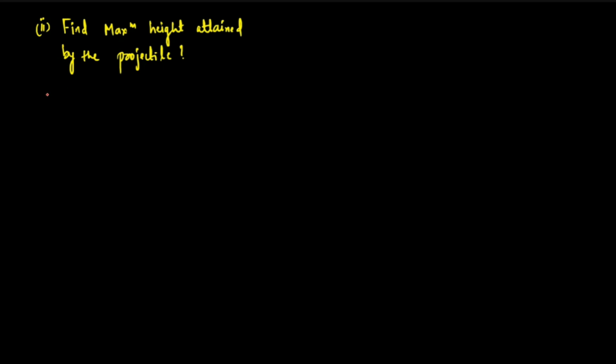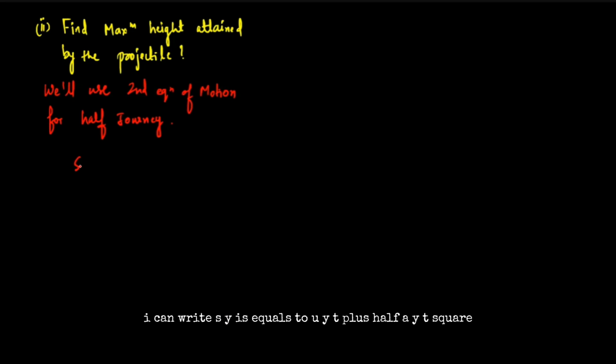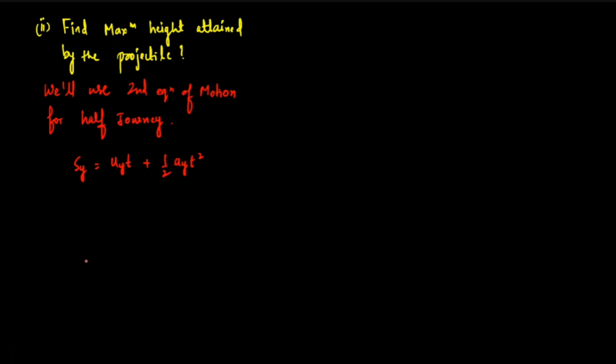So we will use the second equation of motion for half of the journey, or you can say for half motion. So I can write Sy is equal to Uy t plus half Ay t square. Now what are the things we have here?